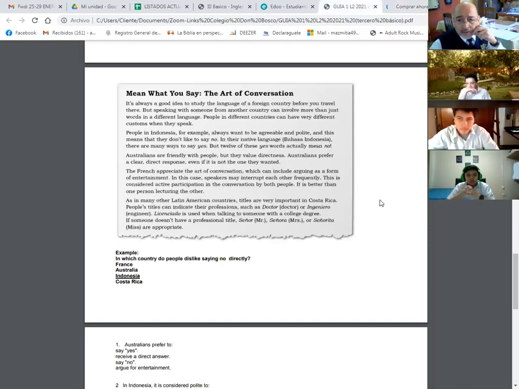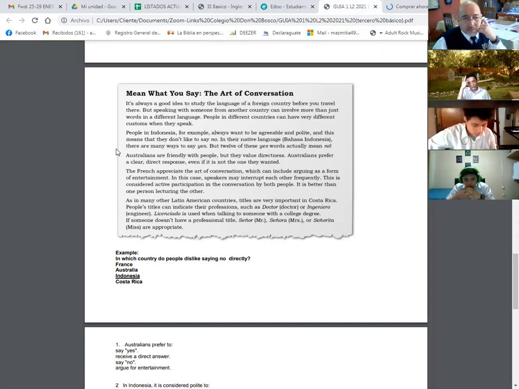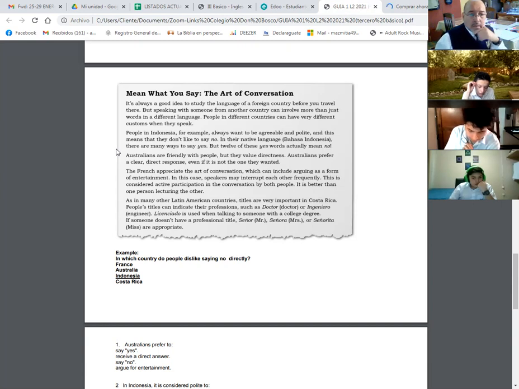Okay. Now, Christian, can you read the second paragraph, please? People in Indonesia, for example, always want to be agreeable and polite, and this means that they don't like to say no. In their native language, Bahasa Indonesia, there are many ways to say yes, but 12 of these yes words actually mean no.